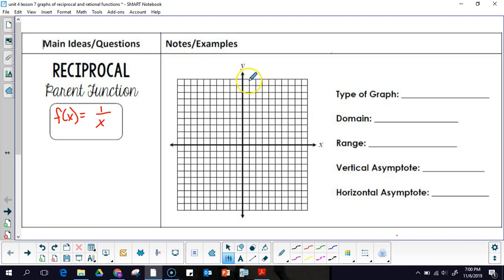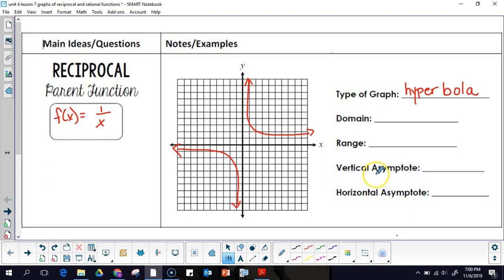And I'm just going to draw a little sketch here. It might look something like this. Well, this is the parent function. It goes this way, and then it has this mirror image going this way. So we're just going to draw a little rough sketch here. The type of graph, remember how you studied parabolas? This is called a hyperbola. Not to be confused with the word hyperbole, which is an English term.